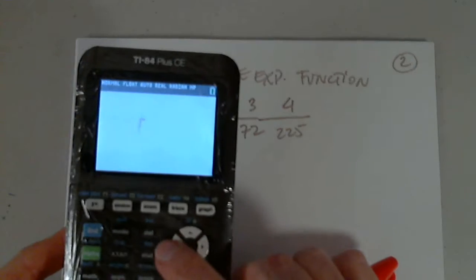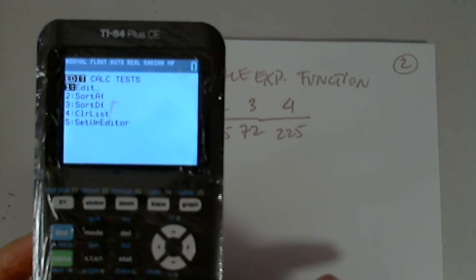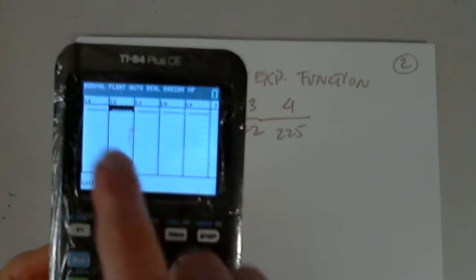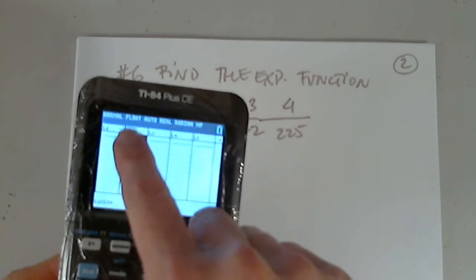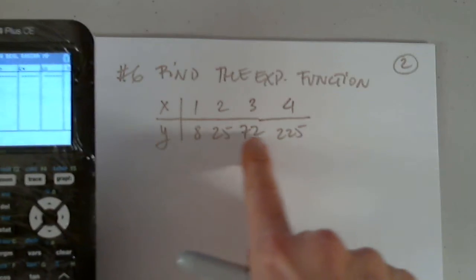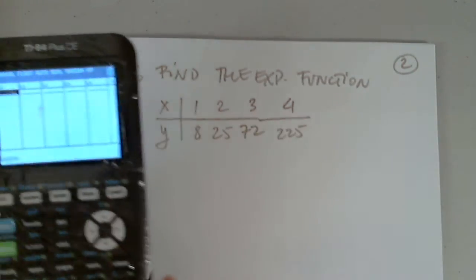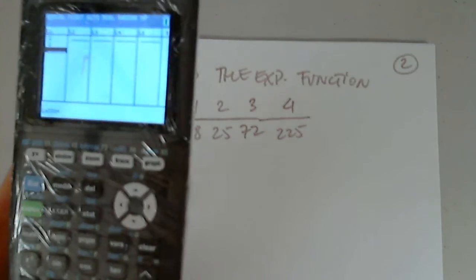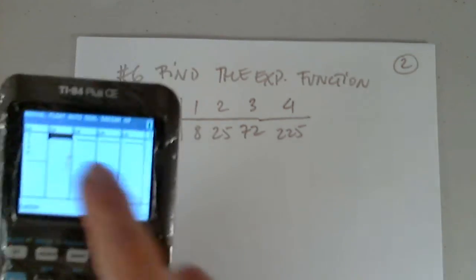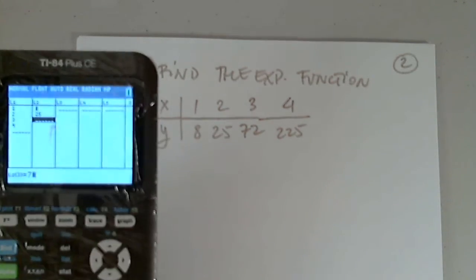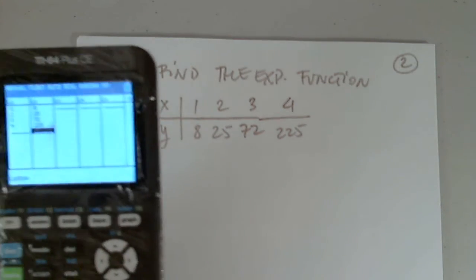So we'll go to STAT. We're going to use the Edit, number 1. And in list L1, I will put the values of x. In list L2, I will enter the values of y in the same order, 1, 2, and so on and so forth. 1, 2, 3, 4. List L2, 8, 25, 72, 225.